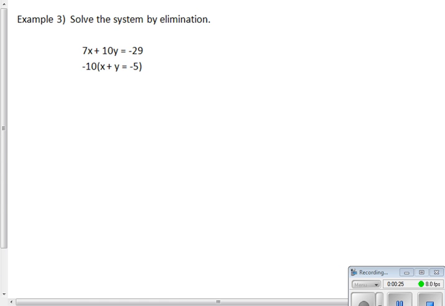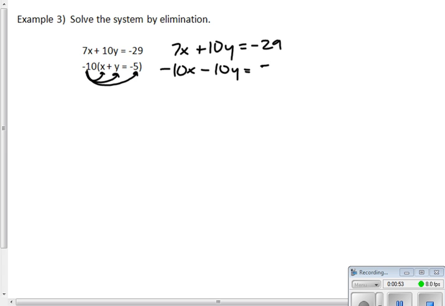So looking at our first example here today, the first thing that we need to do is actually do our distributive property here. So I'm just going to go ahead and slide over this first example here, 7x plus 10y equals negative 29. Next I'm going to distribute, giving me negative 10x, negative 10y, and a positive 50. Once we have that, we can go ahead and look at our paper and notice that there is elimination happening, and that's with our y values here.